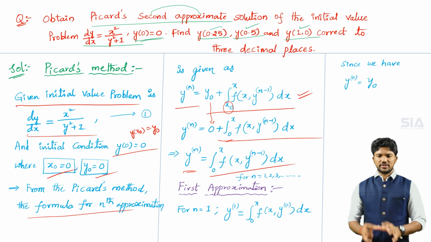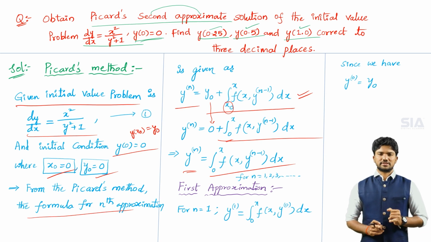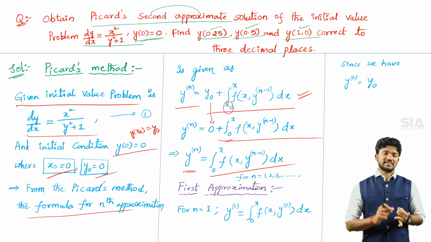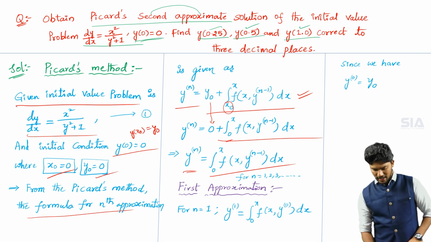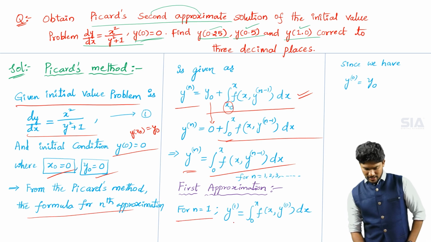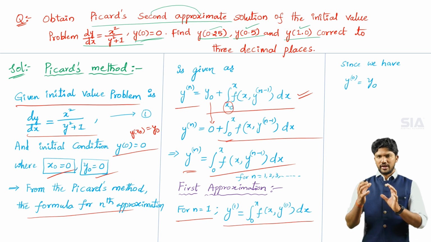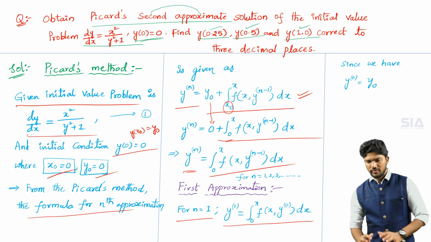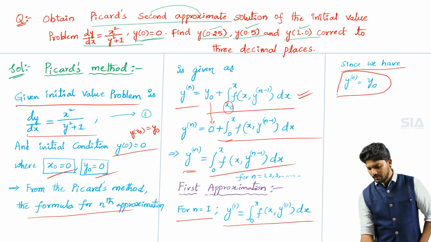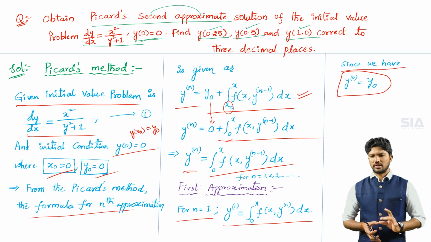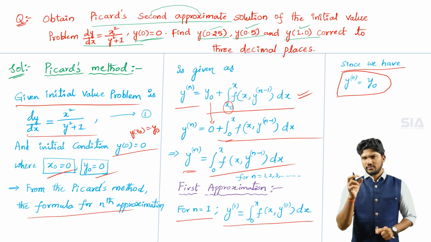Now in this formula, if we apply n is equal to 1, you will get the first approximation. N is equal to 2, you will get the second approximation. In the problem they asked only up to the second approximation. So let's start with n is equal to 1. The first approximation of y is equal to integration 0 to x of f of x comma y power 0 dx, and y power 0 is nothing but y suffix 0, the initial approximation.